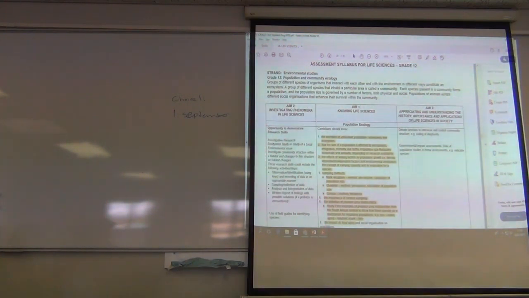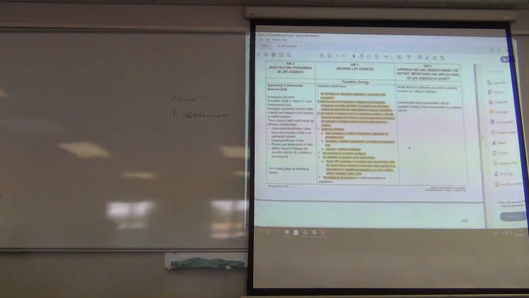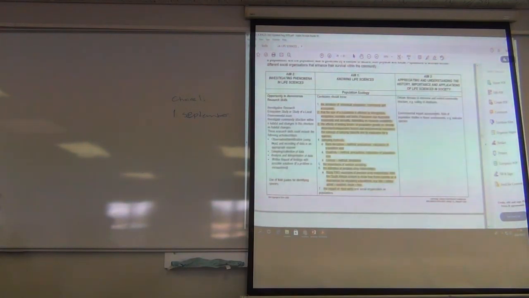And then aim three. Aim three is application of this content out there in society. So, it's appreciating and understanding the history, importance, and applications of life sciences in society. So an example would be, if I taught you about contraceptive methods, an aim three question would be something like, how does taking the contraceptive pill affect a female's hormonal health? Okay. In theory, we cannot ask you aim three stuff without giving you information. In other words, it's not stuff you learn off by heart.